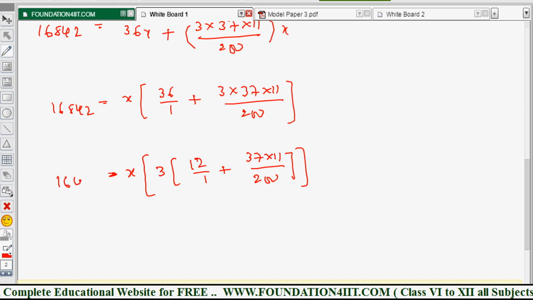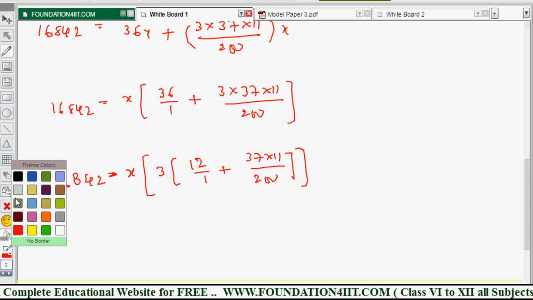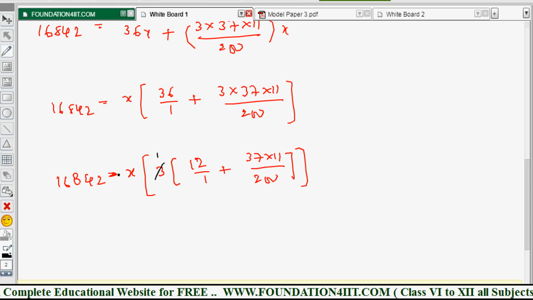That is 16,842. Now 3 you can cancel. This is the 3 table. So here 3 ones are 3, and if we cancel this, 3 5s are 15. 5614. Okay, make it simple, easy for calculations. Then 5614 is equal to 12 by 1 plus this into this, that is 12x. X is there, so 12x plus 37 into 11 into x, so 407x by 200.